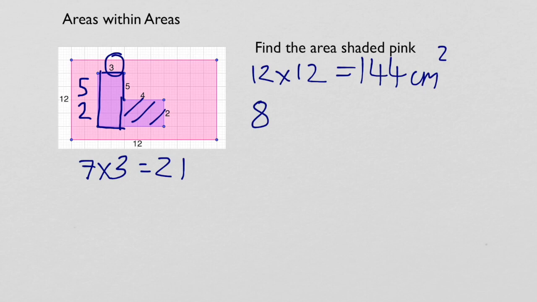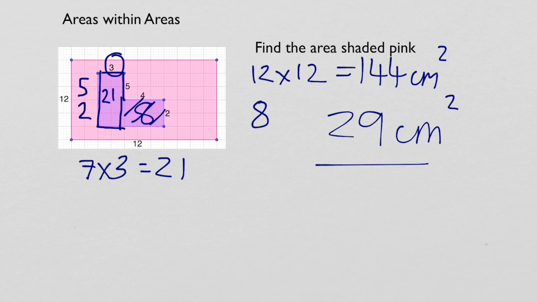I'll just write it in. This one here is 8. I'll write it in there. So in total, the irregular shape is 29 centimeters squared. You can take those two numbers away from each other and you get 115 centimeters squared as your final answer.